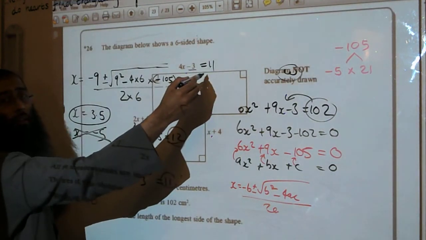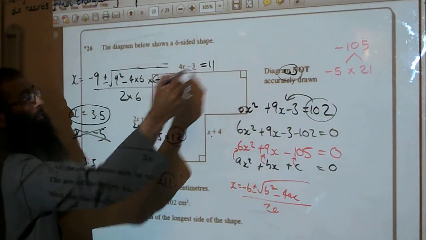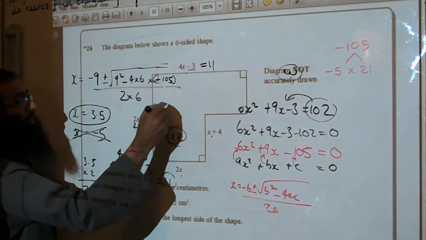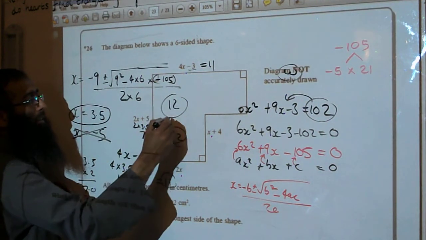So I retract my initial suggestion. This is not the biggest number, this is the biggest answer. So the answer is 12. The longest length is 12.